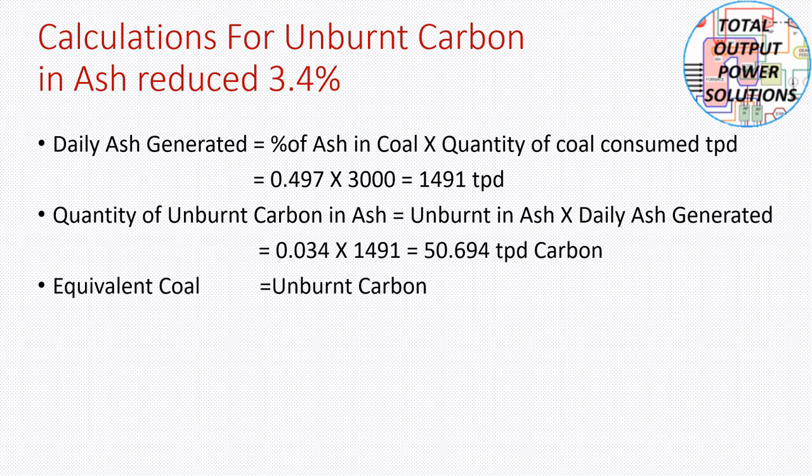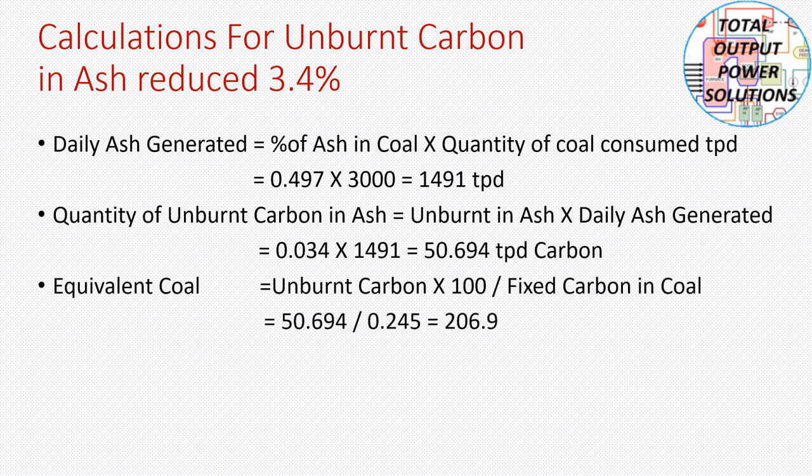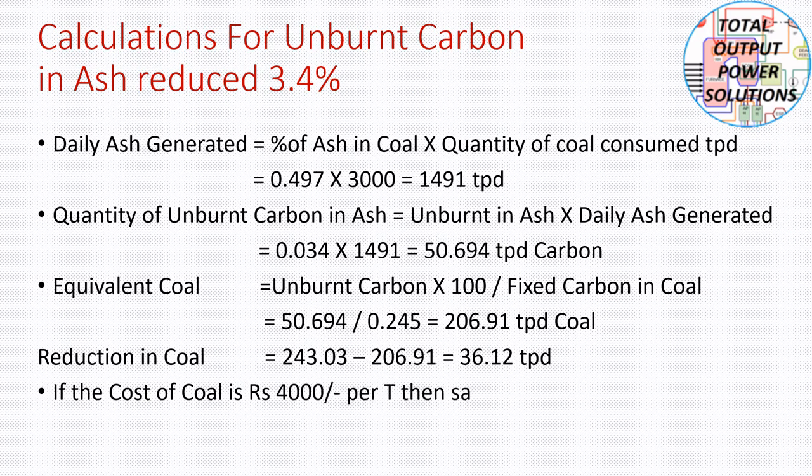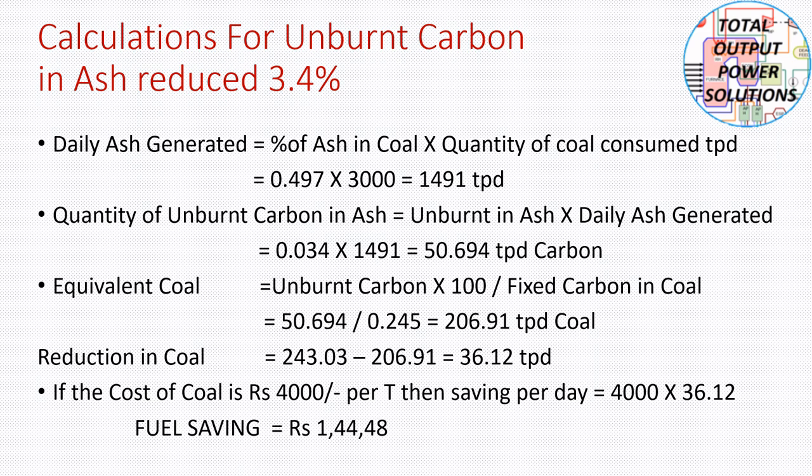The quantity of unburnt carbon in ash would be now 50.694 tons per day of carbon. The equivalent coal for this would come out to be around 206.91 tons per day, this much amount of coal. So the reduction in coal would be around 36.12 tons per day. This was the reduction in coal.